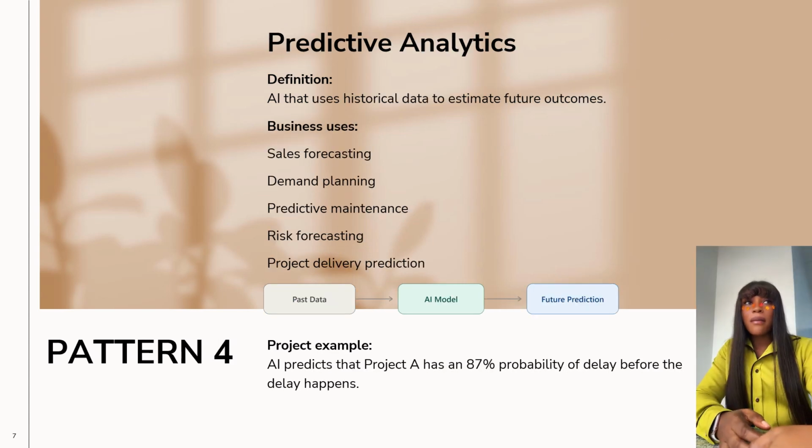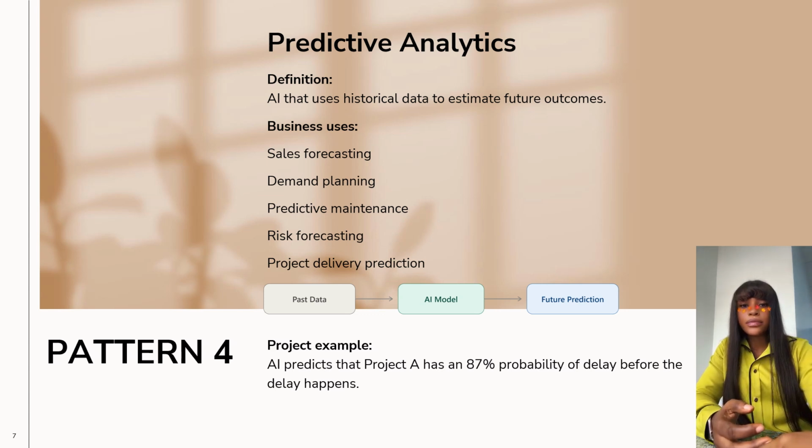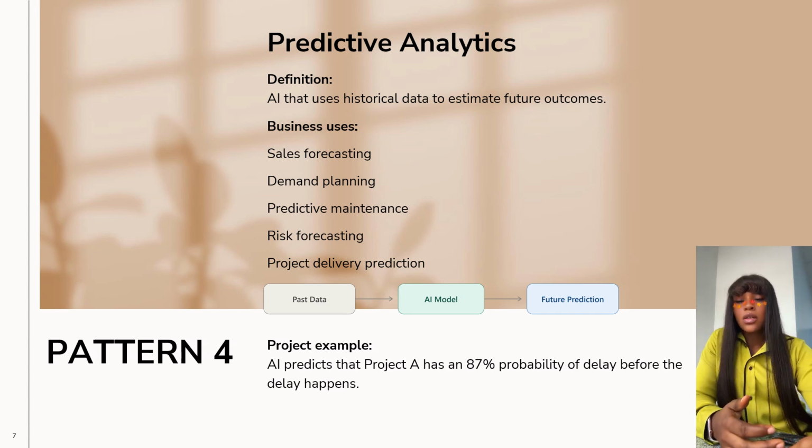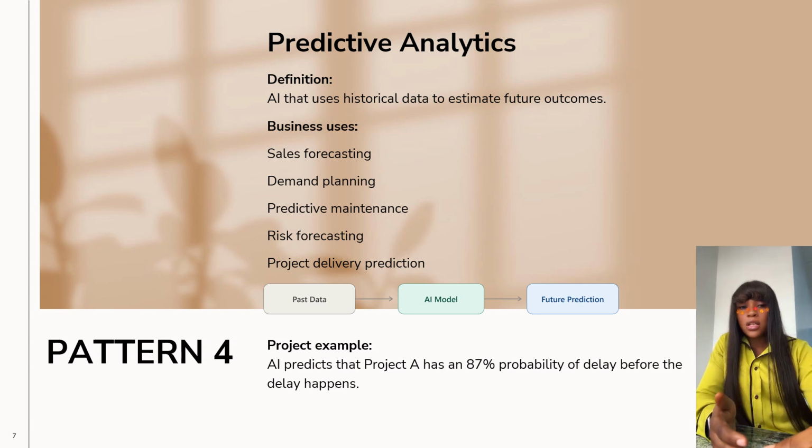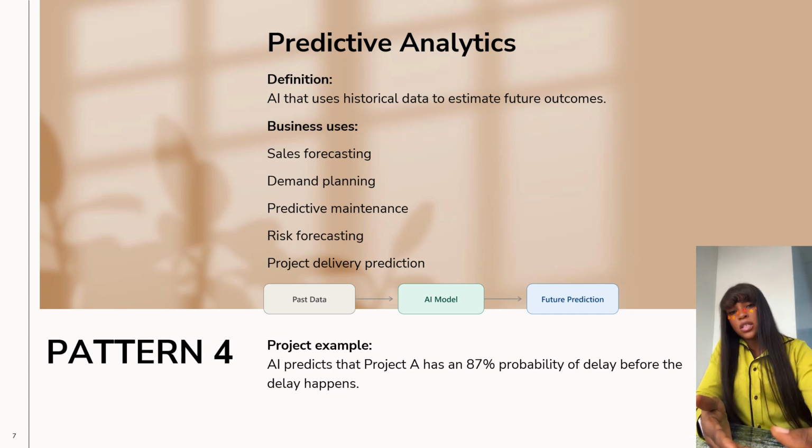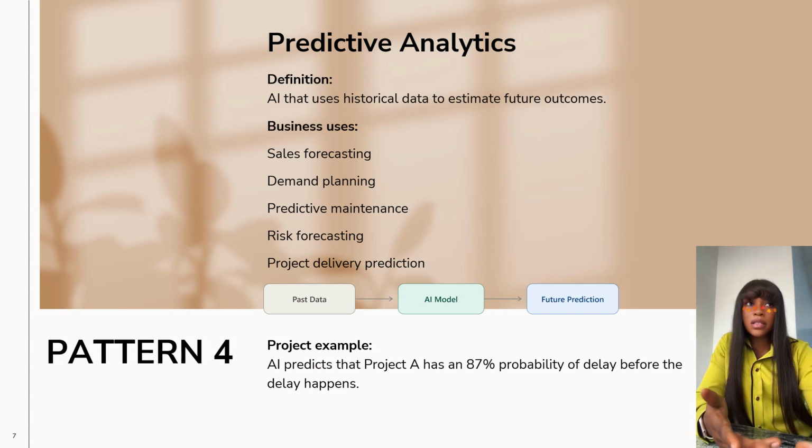The fourth AI pattern we're going to look at is predictive analytics. Predictive AI looks into the future, not by guessing, but by learning from historical data. Businesses use this to answer questions like, what product will customers buy next month, which machine is likely to fail, which project may miss its deadline, and which customers may leave. For example, a project management system analyzes hundreds of completed projects.